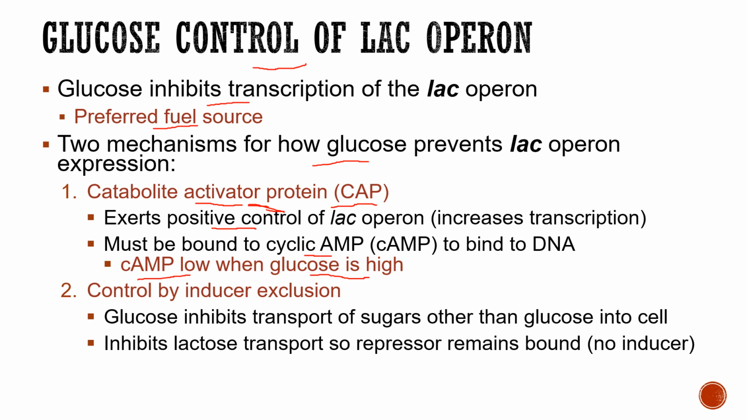Now, glucose also excludes the inducer. Remember, the inducer is what attaches to the repressor to get it to come off. The way it does that is glucose inhibits the transport of other sugars. So if glucose is present, we're not going to be bringing other sugars into the cell. It inhibits lactose transport. So if lactose can't come into the cell, then the cell doesn't have that inducer and the repressor remains attached.